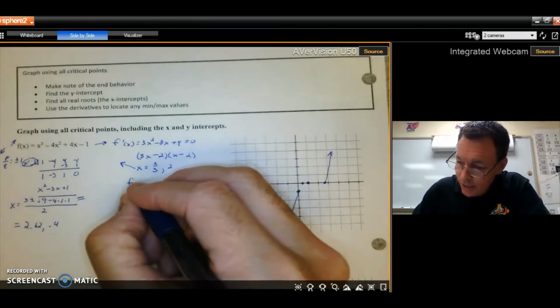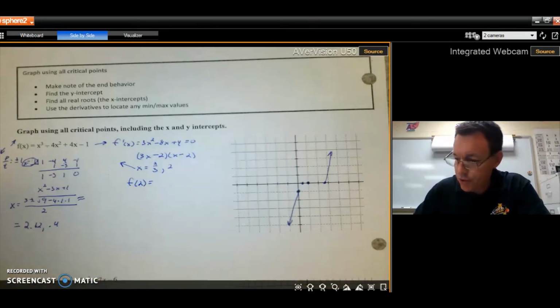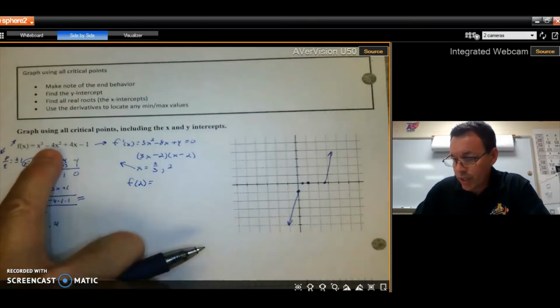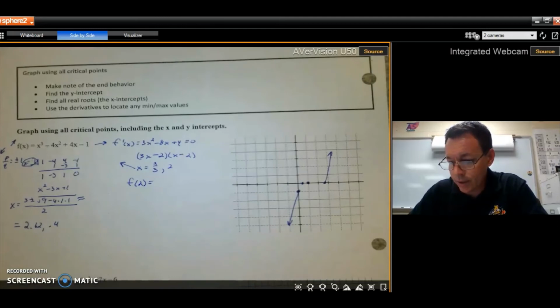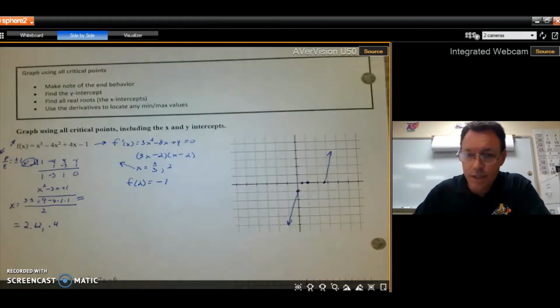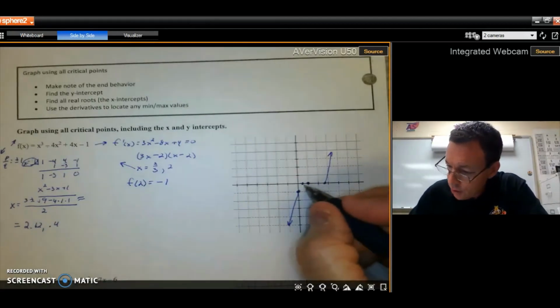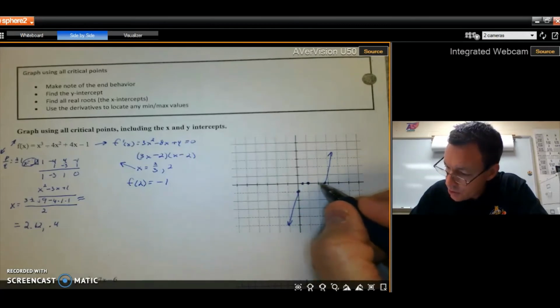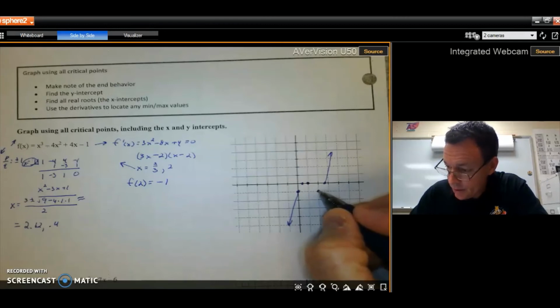So we're going to find f of, let's do the easy one first, f of 2. So we're going to put a 2 into that function. So put it right in your calculator. 2 cubed minus 4 times 2 squared plus 4 times 2 minus 1. Okay, you can put that all in your calculator. You're going to get -1 as an answer. So our graph goes through 1, 2, -1, and that is a minimum, obviously.